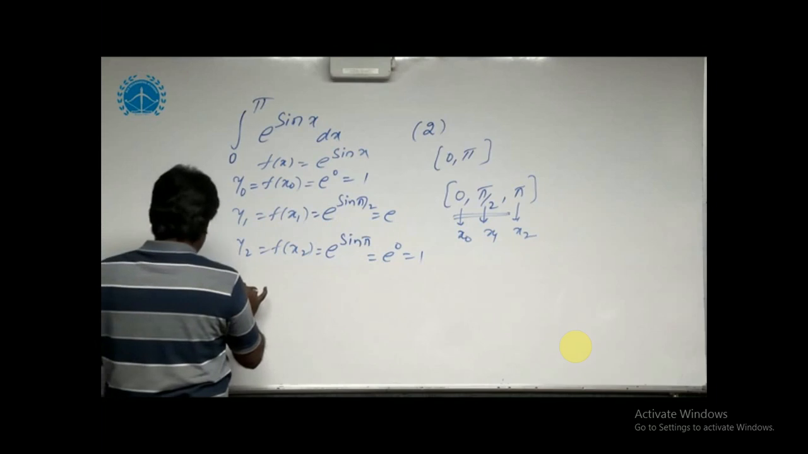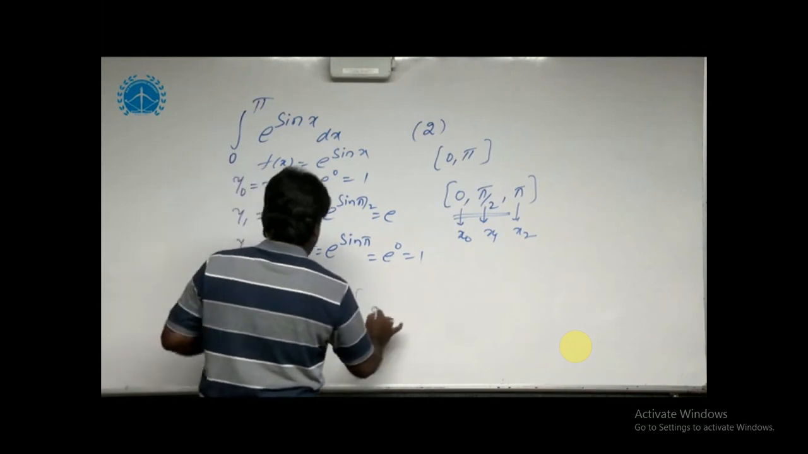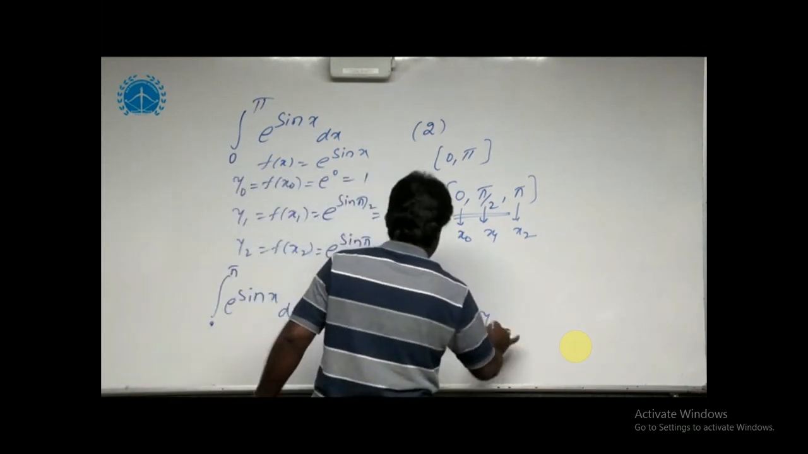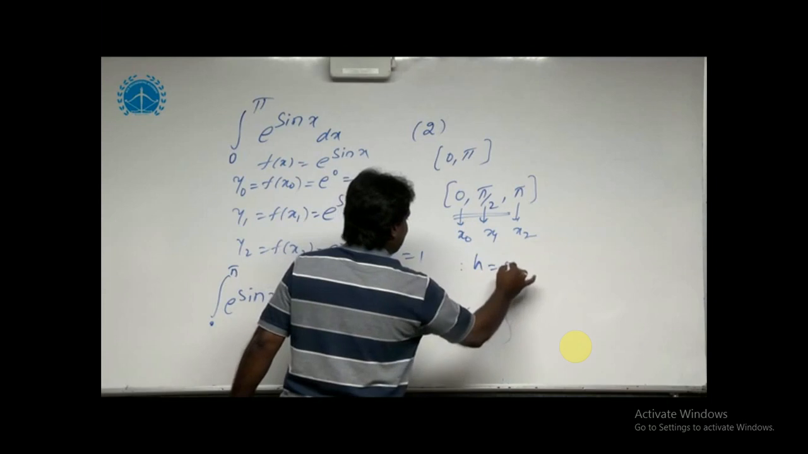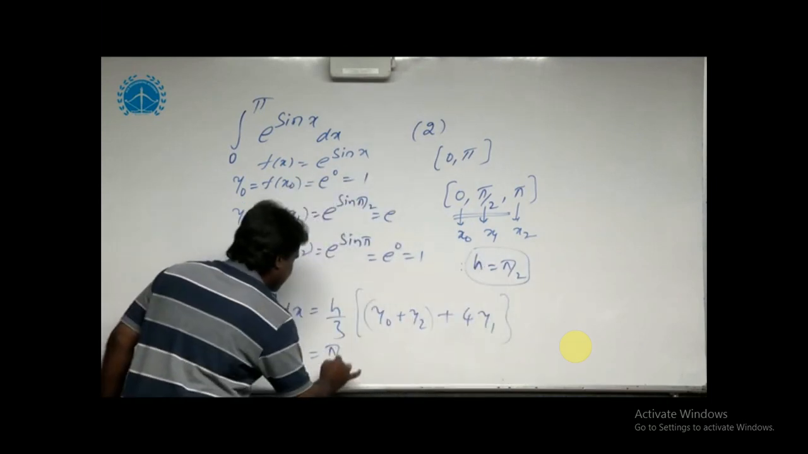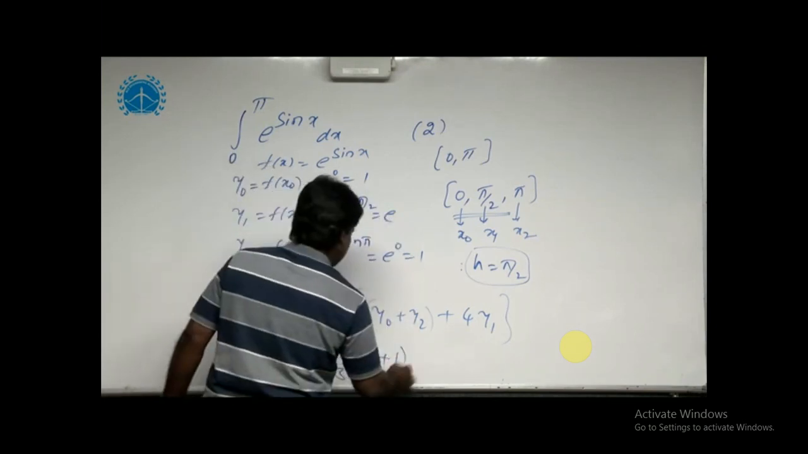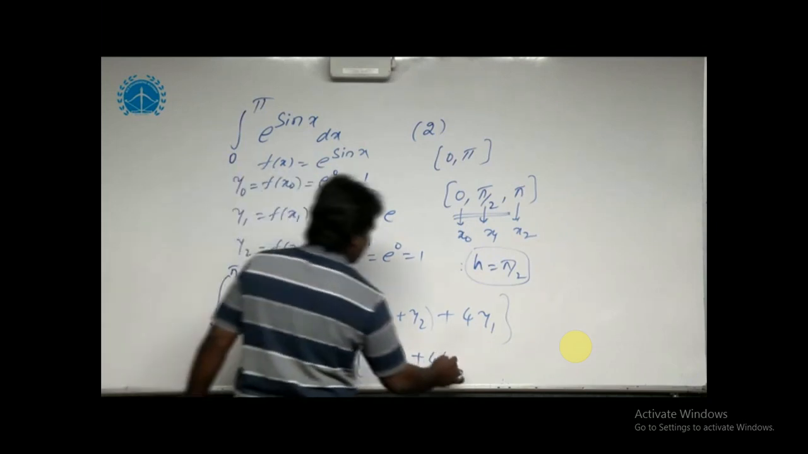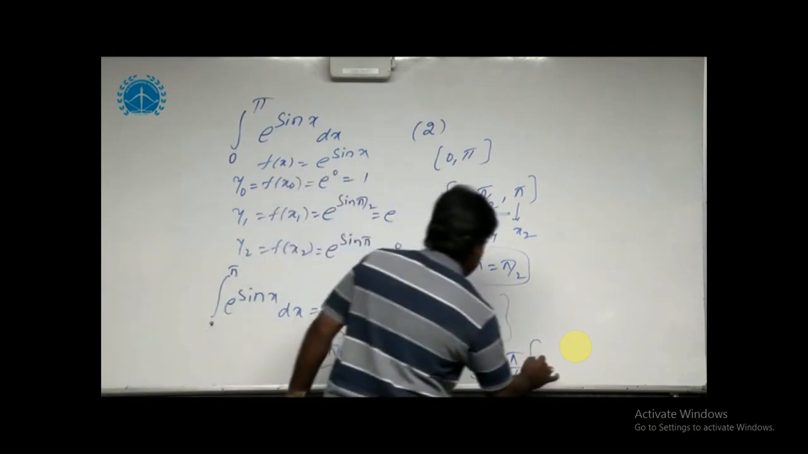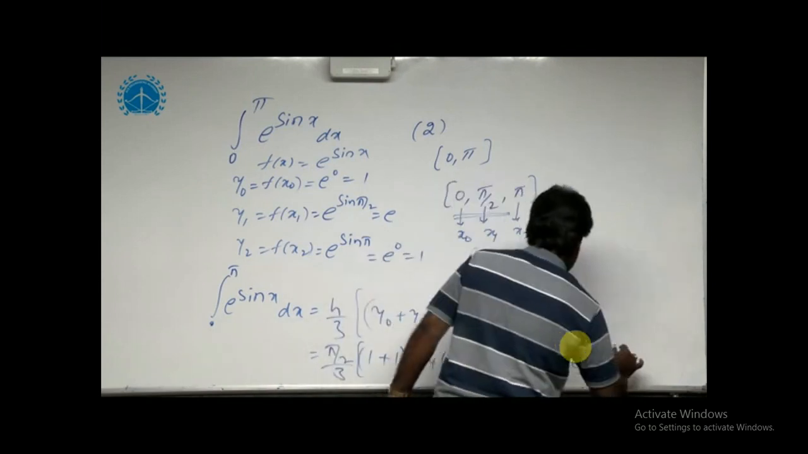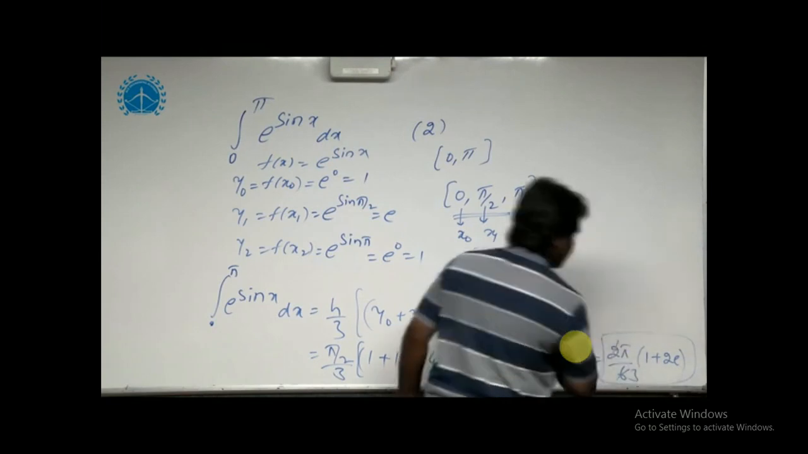Therefore, your formula here: the integral of 0 to pi of e power sin x dx is equal to h by 3 into (y0 plus y2 plus 4y1). But what is h here? H is equal to pi by 2. So therefore it is (pi by 2) by 3, (y0 is 1, y2 is 1, plus 4 into y1, that is e). So it is equal to pi by 6 into (2 plus 4e). Take 2 common: 2 pi by 6 into (1 plus 2e), that is pi by 3 into (1 plus 2e).